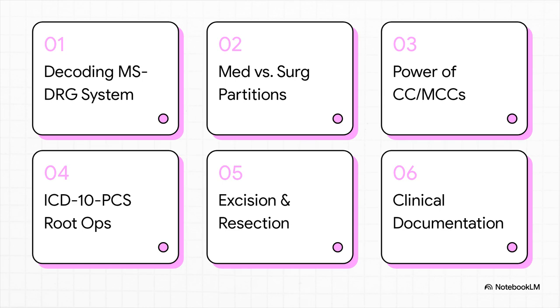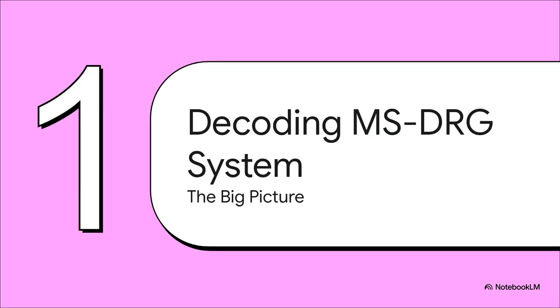Here is our roadmap for today. We'll be decoding the MS-DRG system, comparing medical versus surgical partitions, looking at the sheer power of CCs and MCCs, breaking down ICD-10 PCS root operations, specifically excision, resection, and extraction, and finally wrapping up with clinical documentation improvement. So let's kick things off with Section 1, Decoding the MS-DRG system.